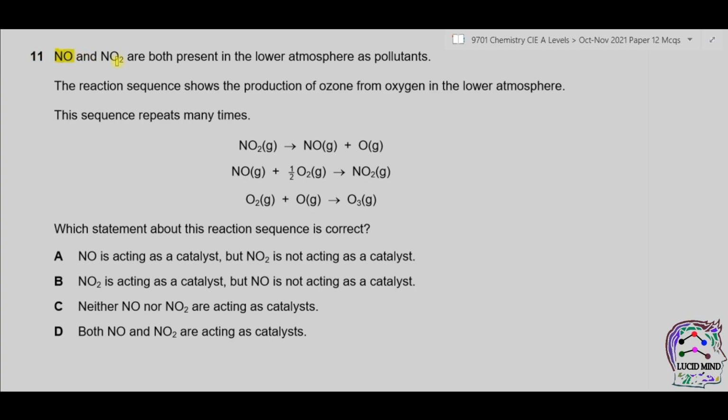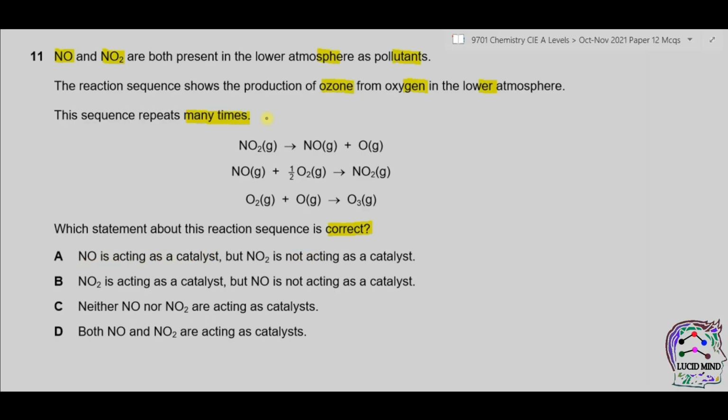Question 11. NO, nitrogen monoxide, and nitrogen dioxide are both present in the lower atmosphere as pollutants. The reaction sequence shows the production of ozone from oxygen in the lower atmosphere. This sequence repeats many times. Which statement about this reaction sequence is correct? A. NO is acting as a catalyst, but NO2 is not acting as a catalyst. Now, a catalyst is something that speeds up a chemical reaction without being used up, or it is reformed during the chemical reaction.